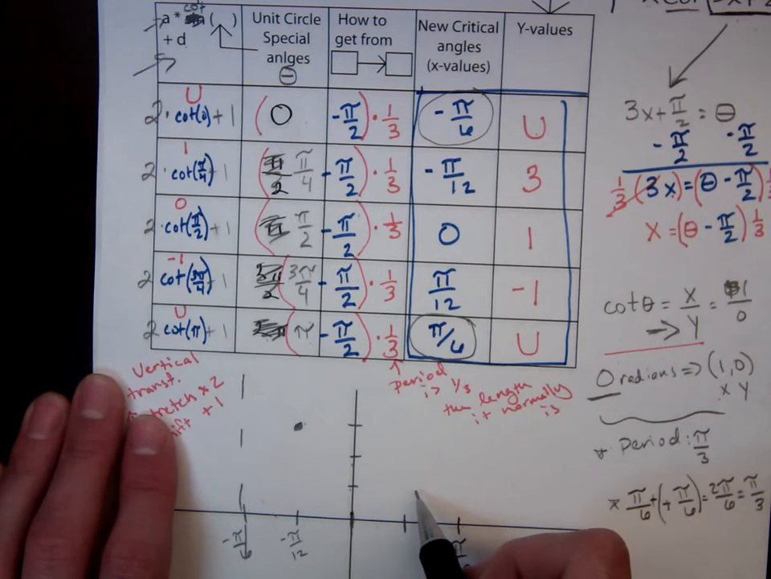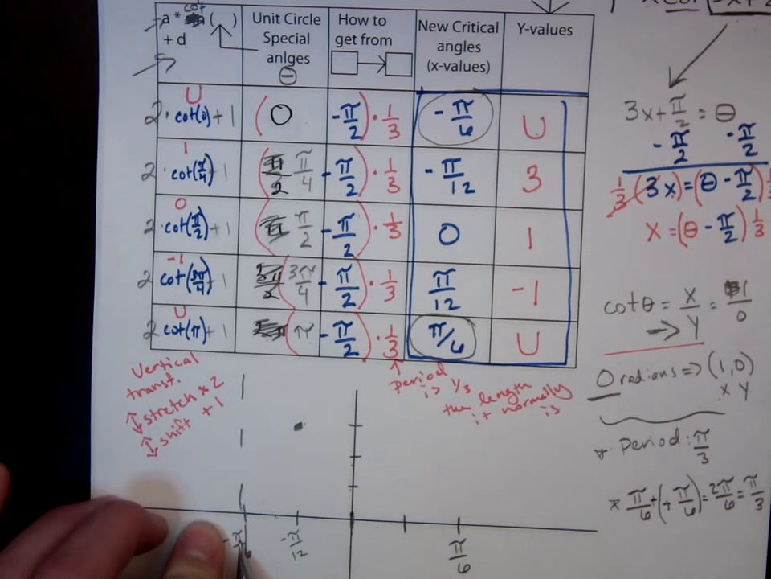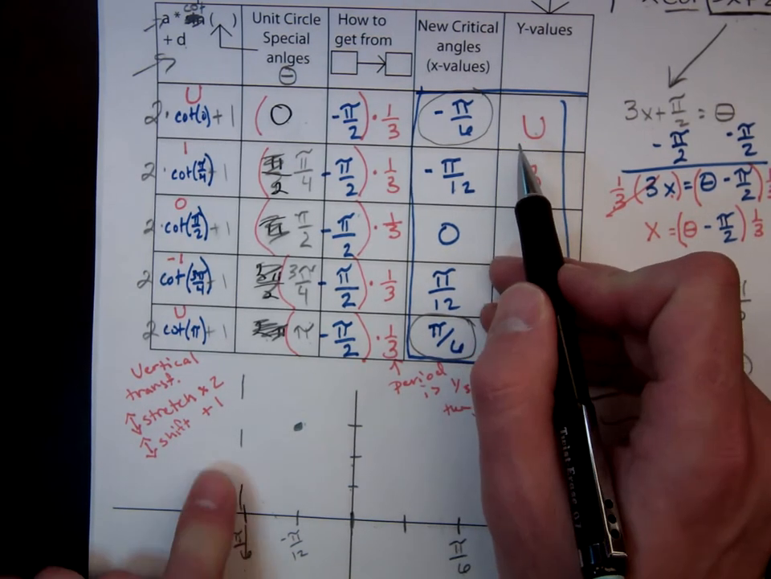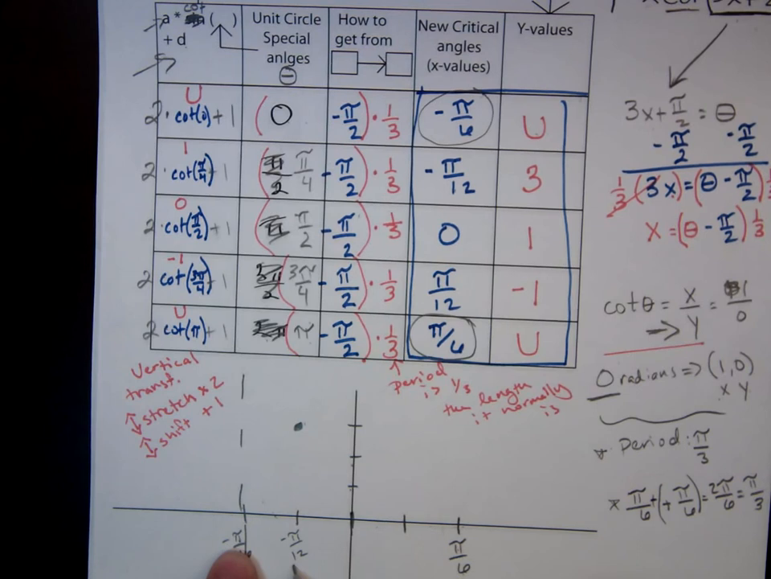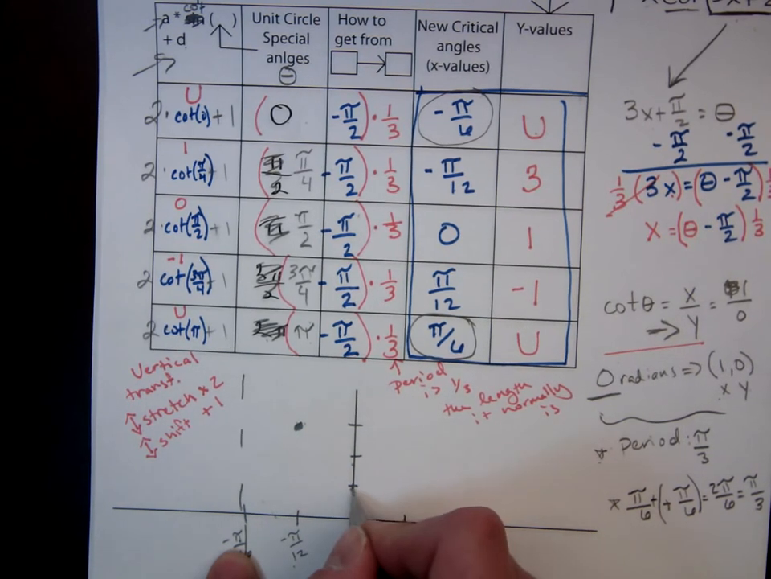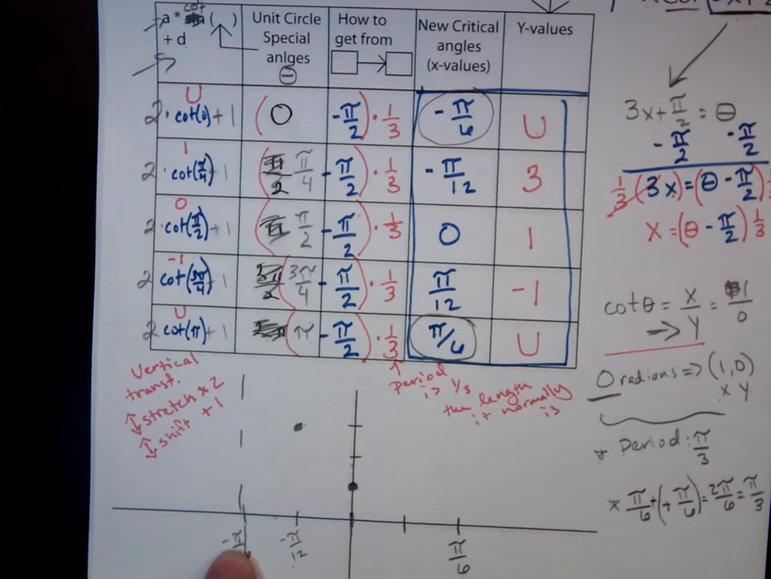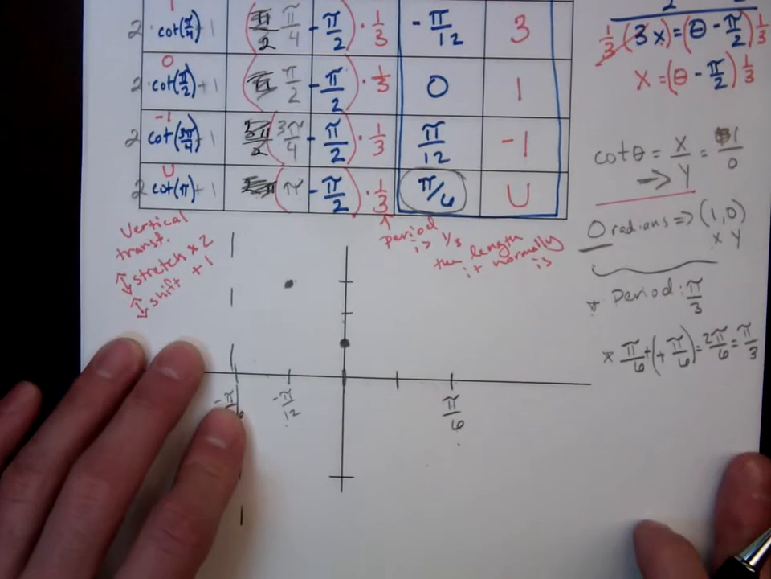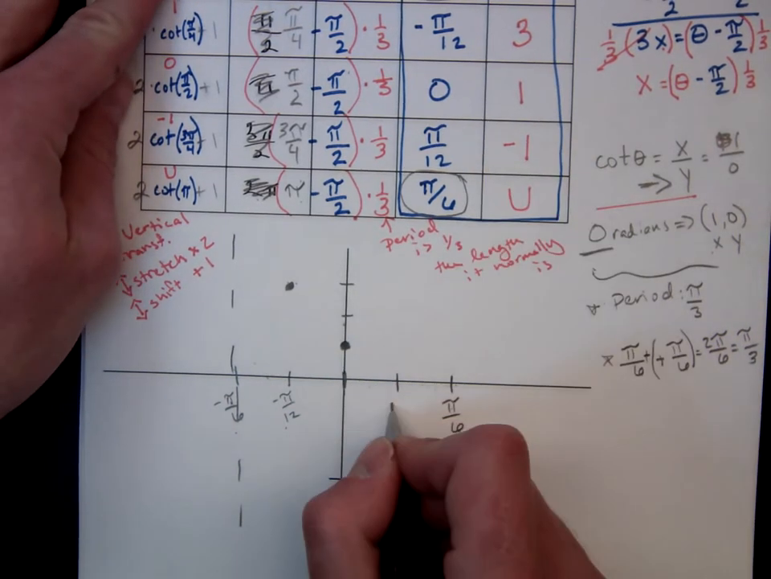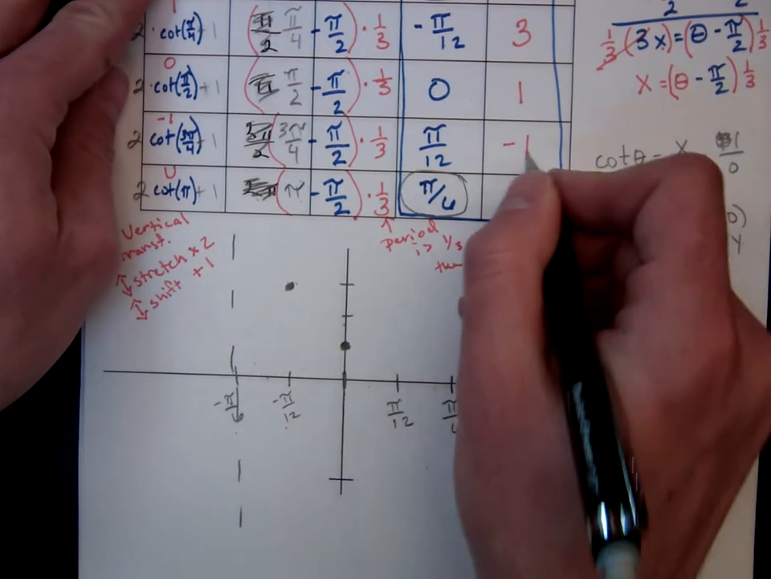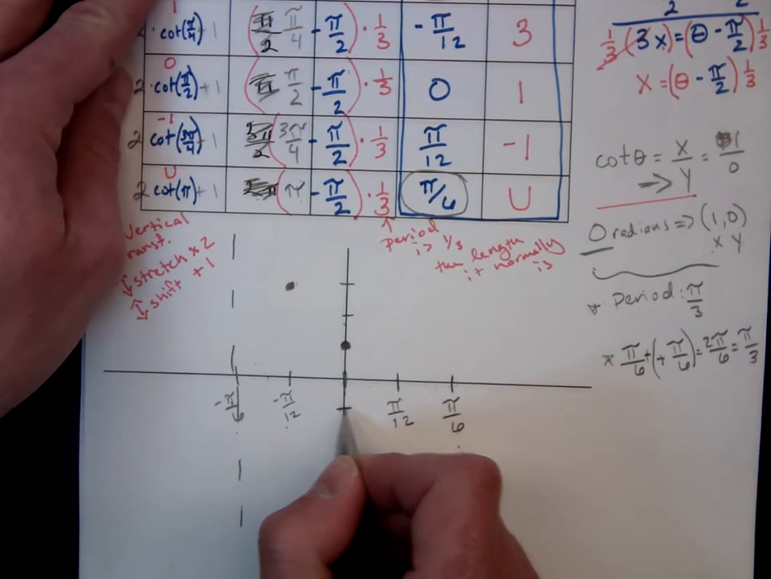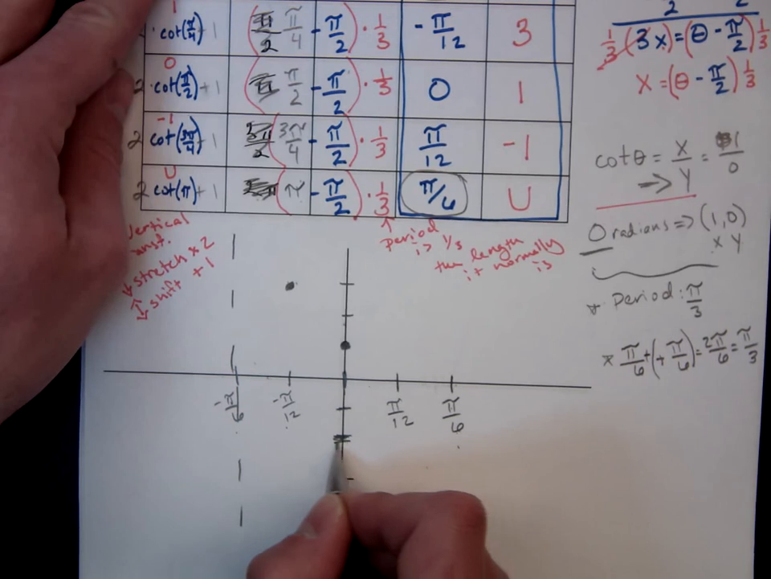So anyway, let's backtrack since I got a little distracted there. We went from negative pi over 6, it was undefined. Then we went over to negative pi over 12, and we're up at 3. Then we go to 0, and we're at 1. Oh, and let me move up here a little bit. And then we go to pi over 12, which is just right here. And we're going to be at negative 1. And if I draw my values out here the same way, negative 1, negative 2, and let's call that 3.